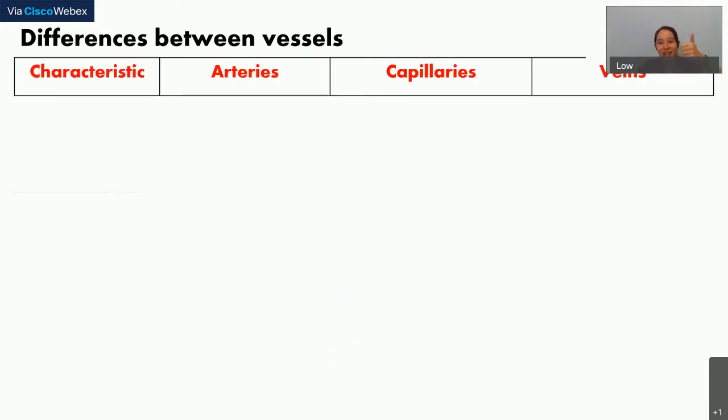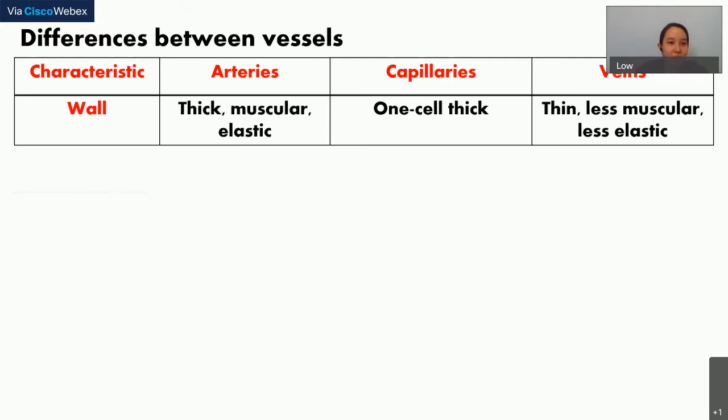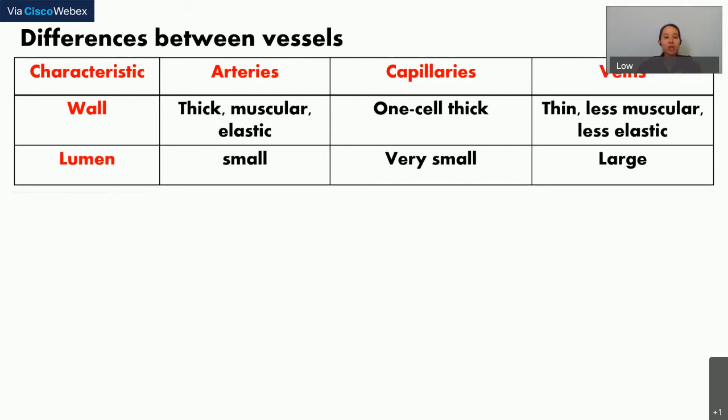I draw a table for you. So first one, wall. Arteries have a thick, muscular and elastic wall, compared to capillaries that have only one cell thick, so that substances can be transferred in and out. The veins will have a thin, less muscular, and less elastic wall. Why? We'll look later.